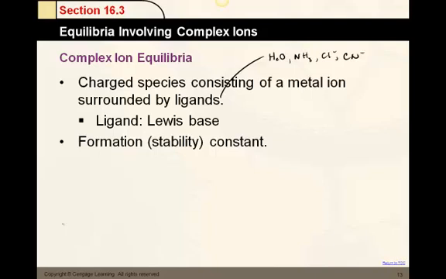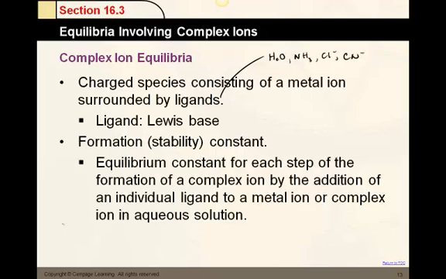And there's a formation constant, a measure of stability. The equilibrium constant for each step of the formation of the complex ion, by the addition of an individual ligand to a metal ion or complex ion in an aqueous solution, is what we are looking at. Some metals are not very soluble in aqueous solution, like silver chloride that we had earlier, or silver phosphate. We can make these ions more soluble by producing complex ions, which are ligand compounds, to make those metal ions more soluble.